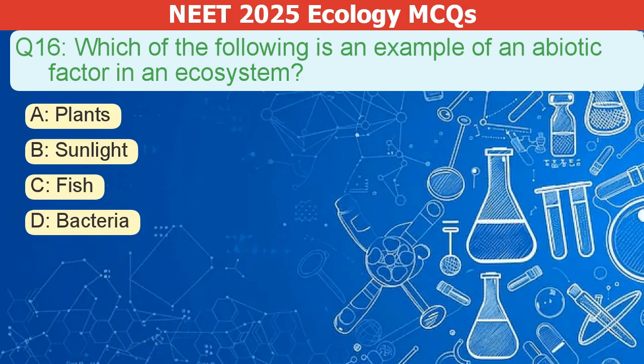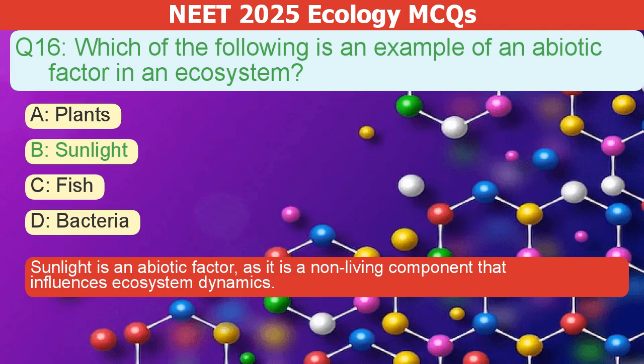Which of the following is an example of an abiotic factor in an ecosystem? A. Plants. B. Sunlight. C. Fish. D. Bacteria. The correct answer is B. Sunlight is an abiotic factor, as it's a non-living component that influences ecosystem dynamics.